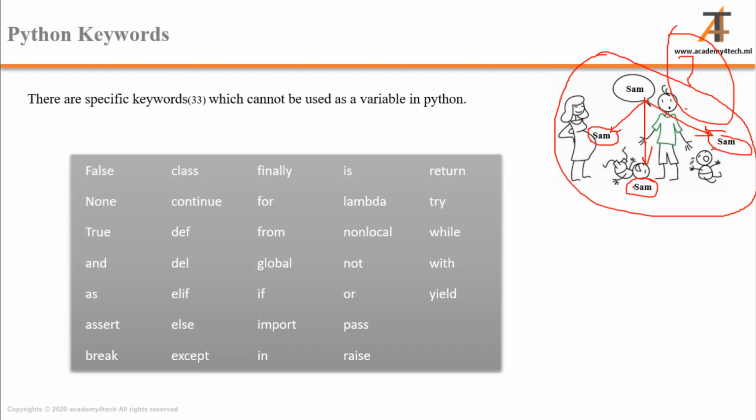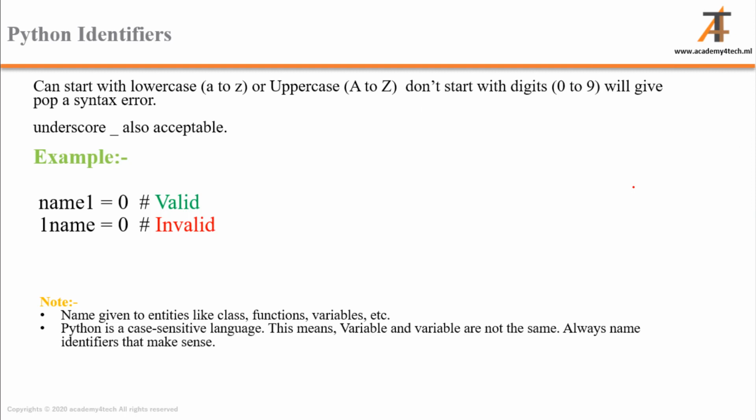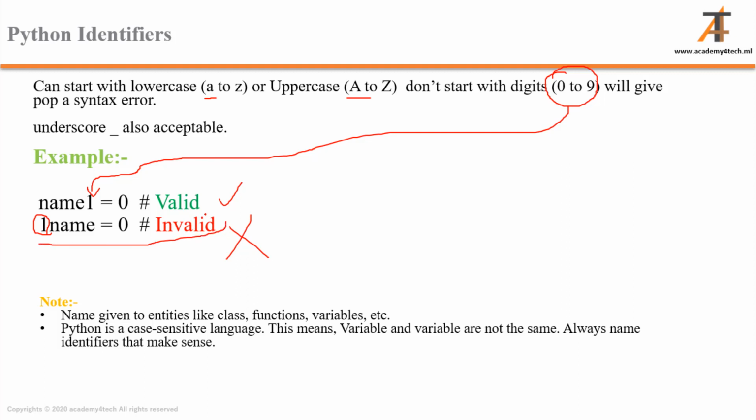Let's move on to the identifiers. When you use identifiers in Python, make sure you don't start them with a number. You can start with either lowercase or uppercase, and you can use digits inside the identifier, but not at the start. You can see here this one is valid and this one is invalid, since a number is used at the start of the identifier.